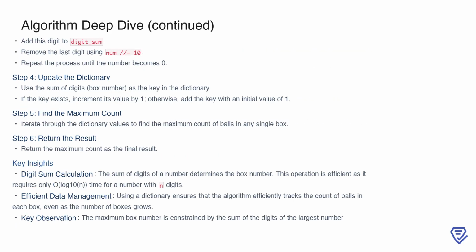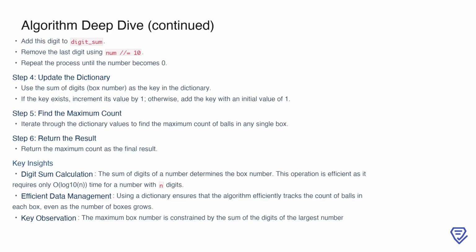To calculate the sum of the digits of a number, we initialize a variable digit_sum to 0. Then, we repeatedly extract the last digit of the number using the modulus operation, number % 10, and add it to digit_sum. After adding the digit, we remove it from the number by performing integer division, number //= 10. This process continues until the number becomes 0.